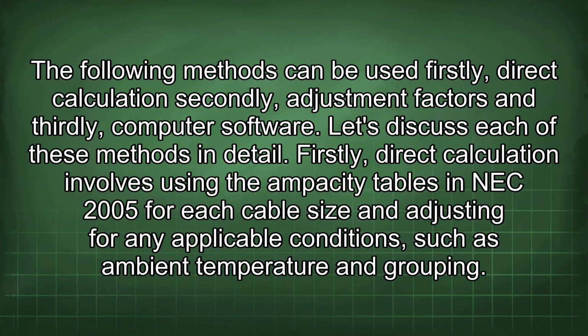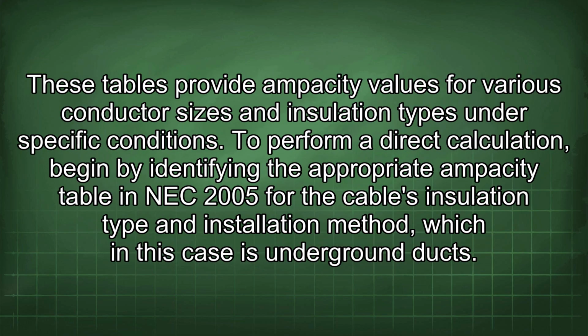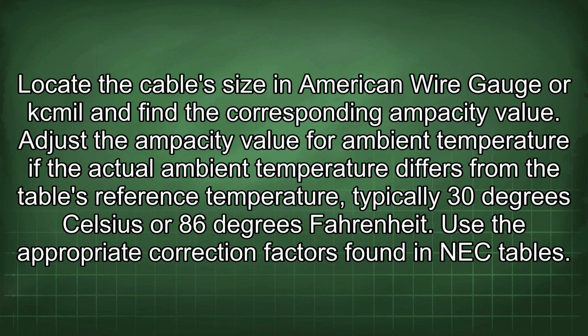Firstly, direct calculation involves using the ampacity tables in NEC 2005 for each cable size and adjusting for any applicable conditions such as ambient temperature and grouping. These tables provide ampacity values for various conductor sizes and insulation types under specific conditions. To perform a direct calculation, begin by identifying the appropriate ampacity table in NEC 2005 for the cable's insulation type and installation method, which in this case is underground ducts.